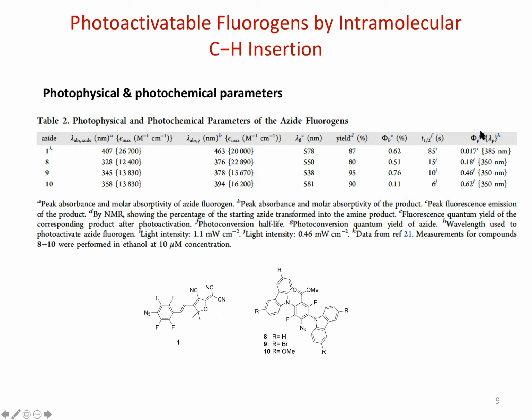And the last parameter is the so-called photoconversion quantum yield. It measures the azide transformation, or the conversion from azide to amine, per photon absorbed. And ours is at least 10 times higher than Wehrmüller's molecule here. So it's very high efficiency in terms of the C-H insertion reaction by the intramolecular pathway.